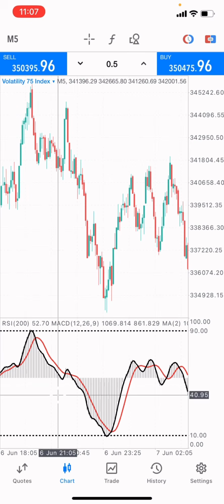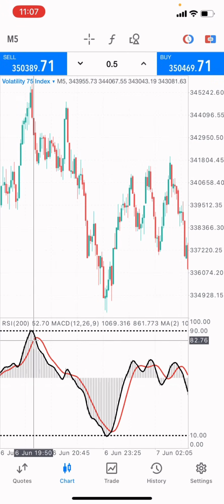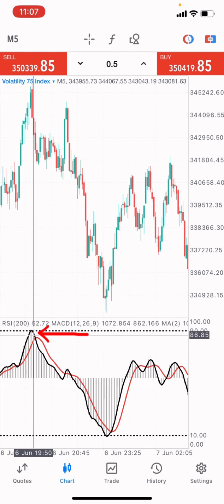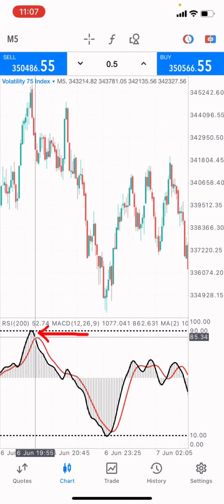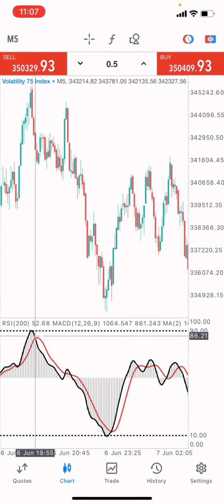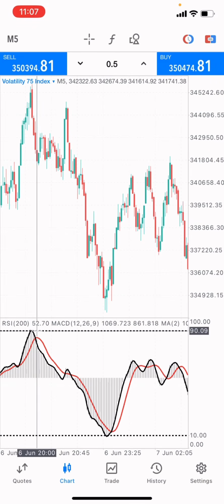Now you see right here at this very point, when the relative strength index crosses the moving average at level 90, you take just 2 candles. You sell. Take 1, 2, and you take your profit. Remember, you sell right there and you take your profit.